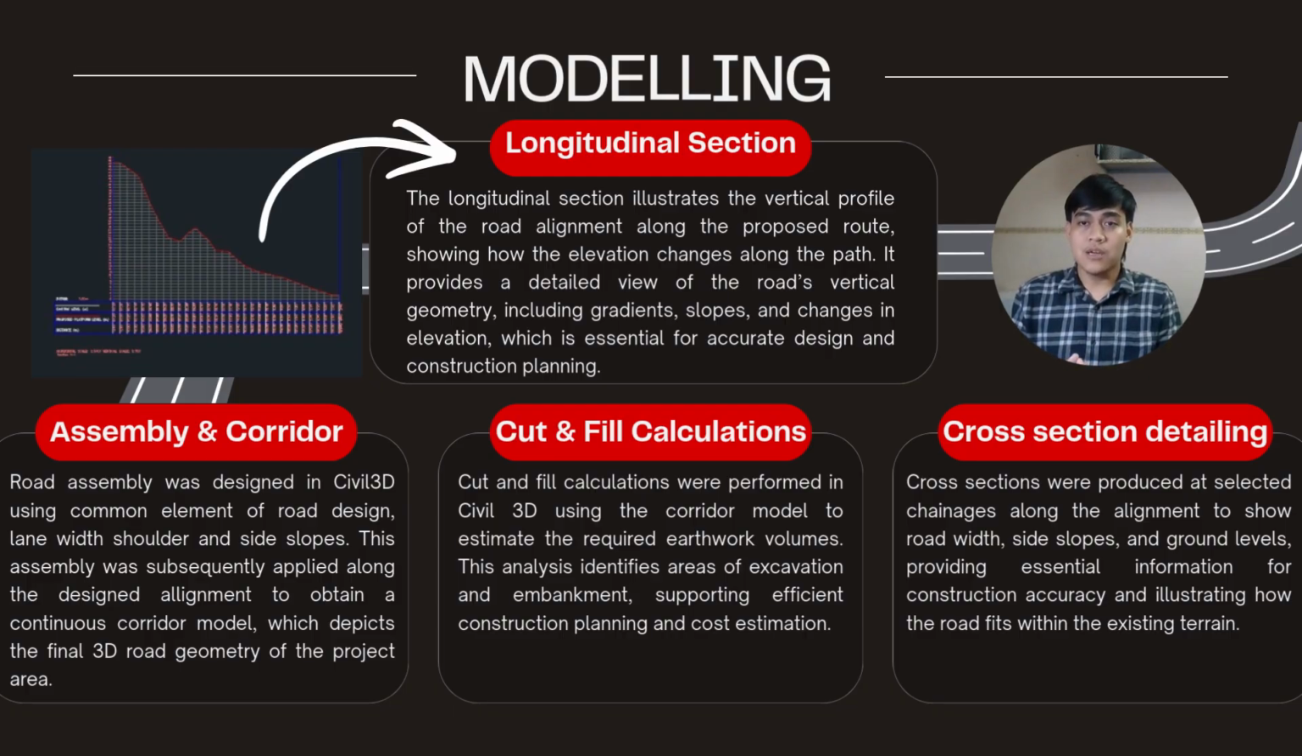The last one is cross-section detailing. The cross-section detailing will be produced at selected chainage along the alignment to show road width, side slopes, and ground levels to provide essential information for construction accuracy and illustrating how the road fits within the existing terrain.